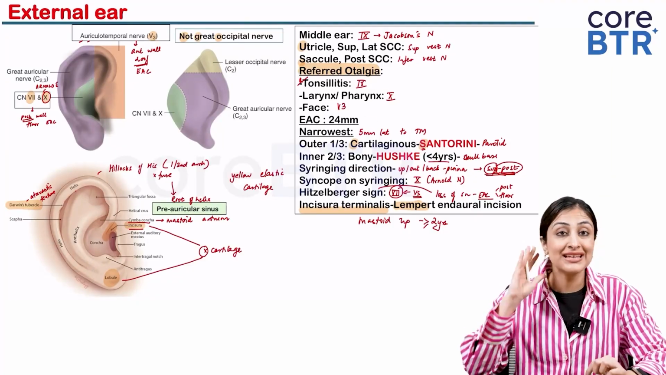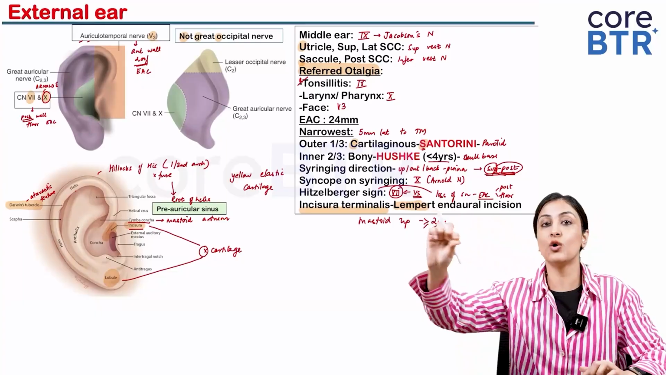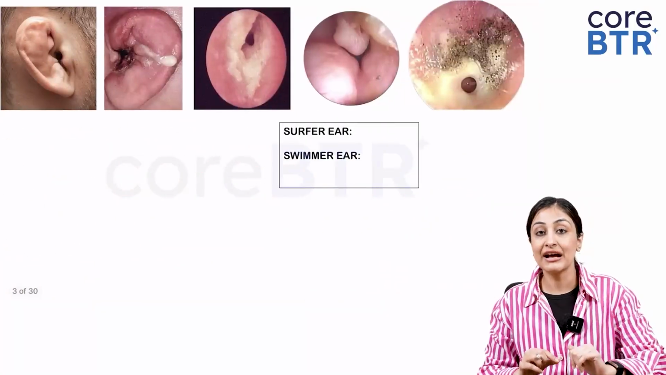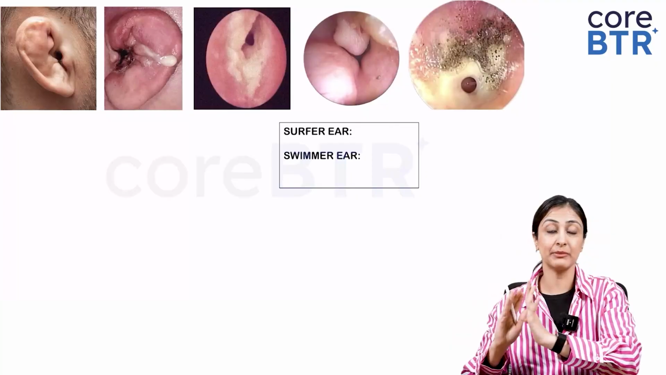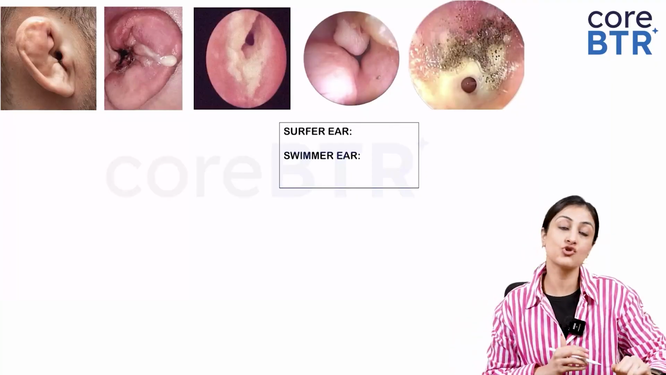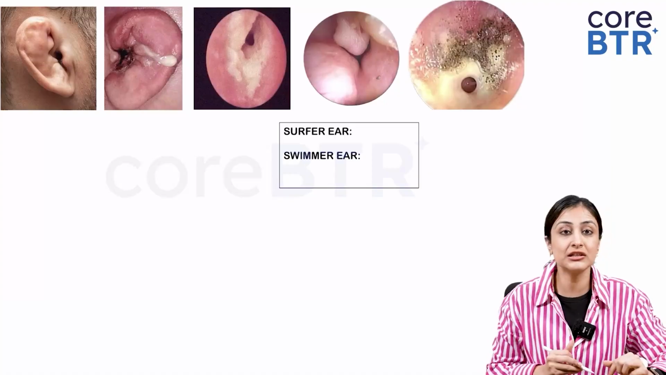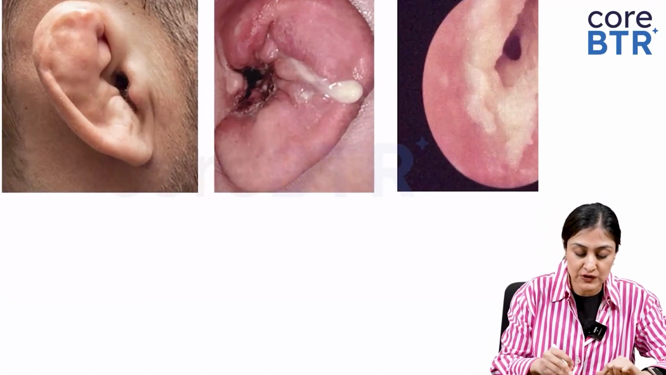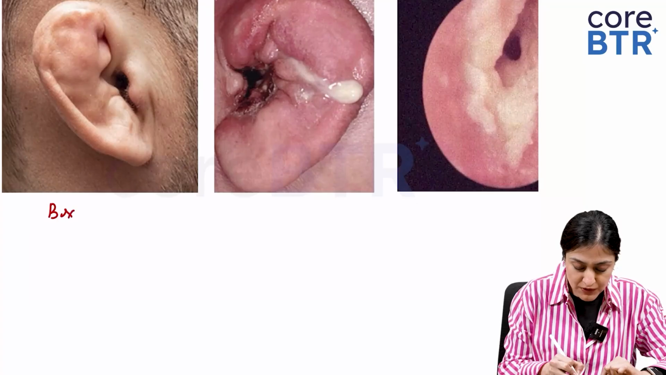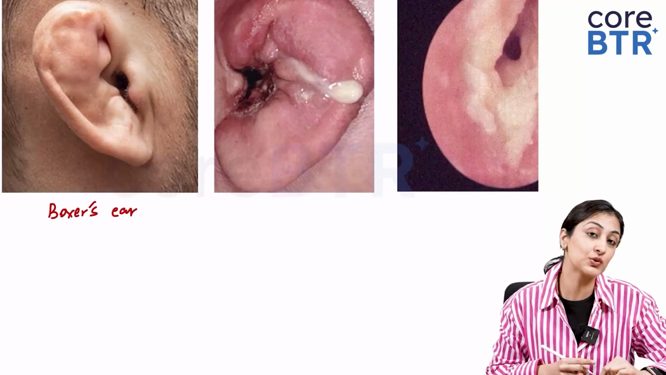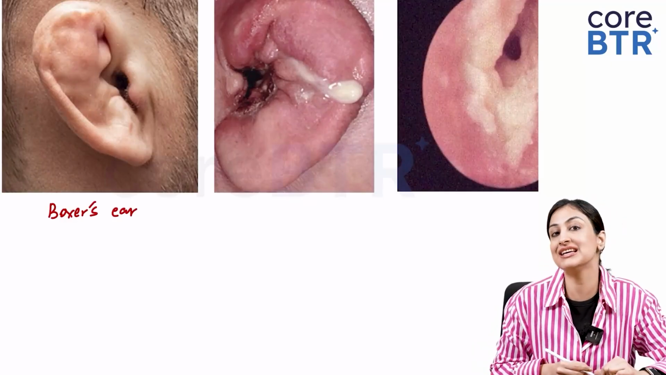So this is about the external ear, external auditory canal. Now, where have we reached? We have reached the tympanic membrane. But before that, let's finish all the diseases of the external ear right here, right now. So what is this? This is what is called a boxer's ear. Basically, any trauma to cartilage. See, cartilage is not going to heal itself.